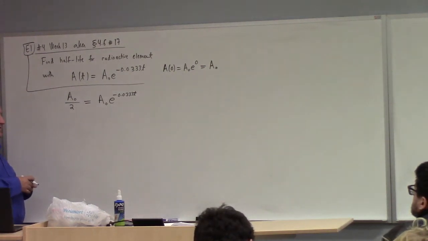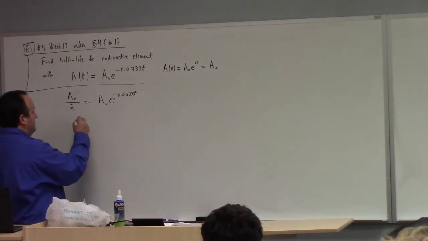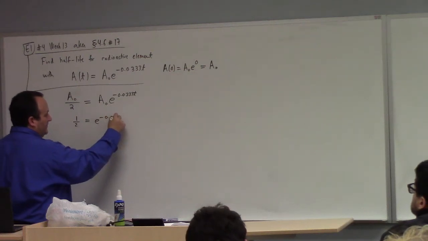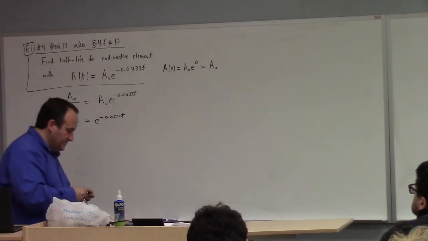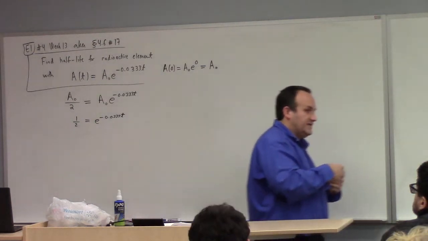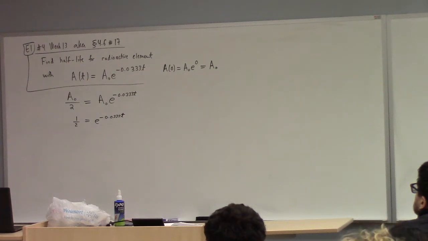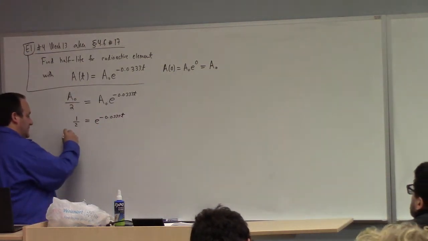And the interesting thing is that the amount doesn't matter, right? You didn't need to know the amount, did you? So we just divide, and you get 1/2 is e to the minus 0.0333t. And now we have to solve this equation, right? That's why it's in chapter 4, section 6, because this is an application of logs and exponentials. So we need logs and exponentials to solve this. How are you going to solve it? I heard a vote for taking the natural log of both sides. I like it. Let's try that.